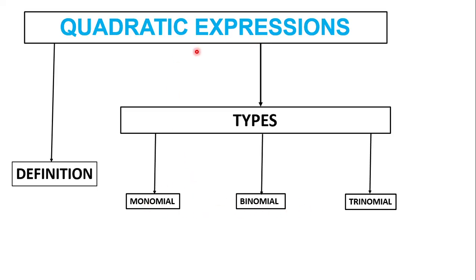So quadratic expressions can be monomials, binomials, or trinomials. So once again, we are going to define quadratic expressions, and then later on we'll look at types of quadratic expressions, namely monomials, binomials, and trinomials, with examples.